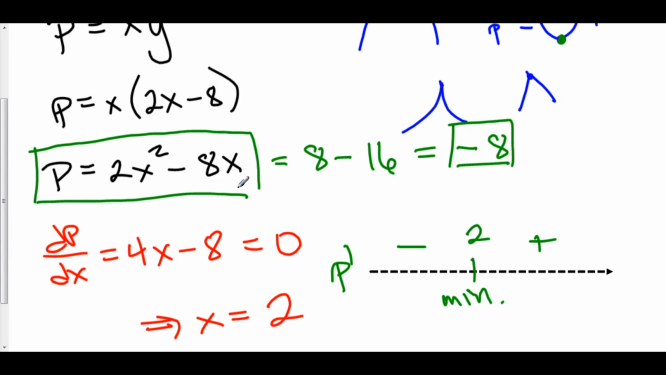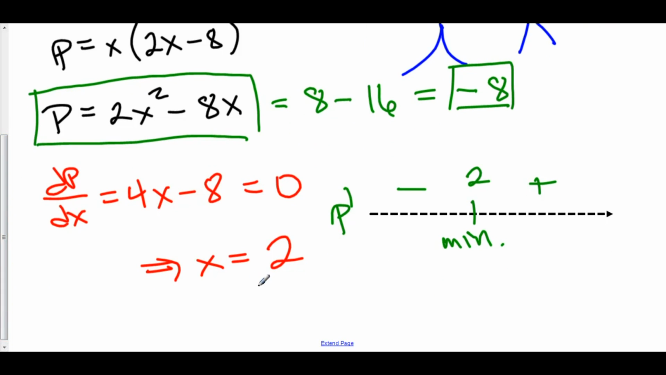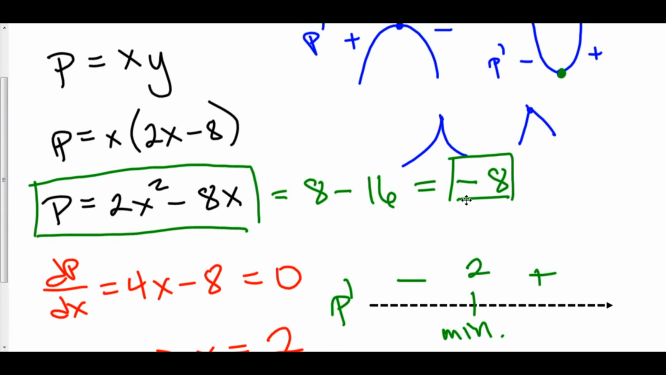The next step is to do our first derivative analysis in order to determine where there is a relative min. Well, we located a relative min at x equals 2, and we verified it using our first derivative analysis. Because P prime is changing from negative to positive, there is a relative min at x equals 2. When you plug that back into your product, that should give you your minimum product. And of course, the minimum product is negative 8.